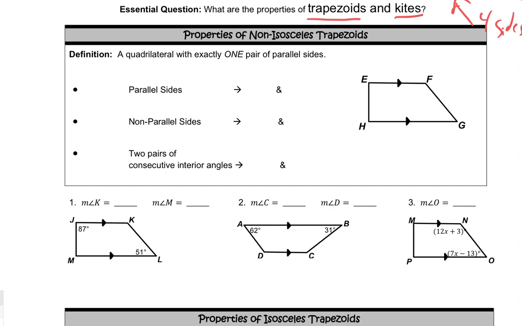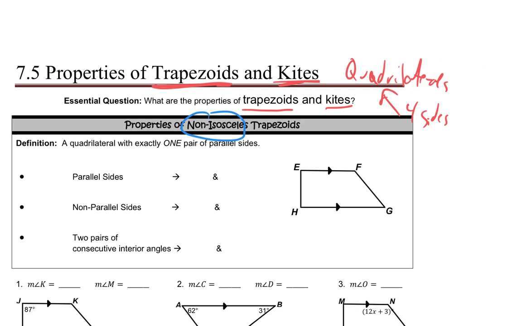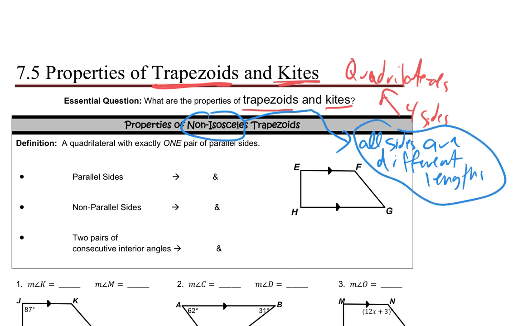So first off, let's talk about non-isosceles trapezoids. Okay, so you may remember what isosceles means from before, but non would be the opposite of that. So let's think about that. Non-isosceles. Isosceles means two sides are the same, right? So non-isosceles means all sides are different lengths. Okay, all sides are different lengths in a non-isosceles trapezoid.